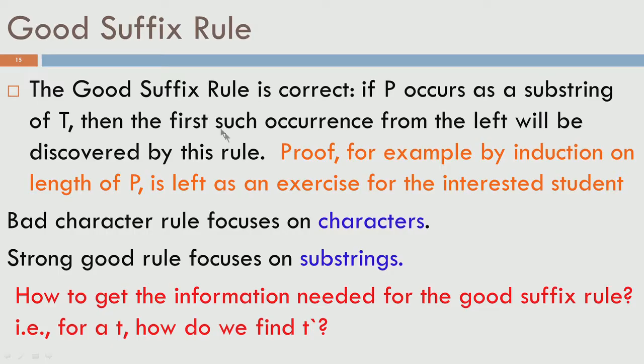So, as we have done so far in this course, it is very important to argue the correctness of every step that we perform. Here it is left as an exercise. You can check that the good suffix rule is correct, and you can do a proof by induction on the length of p. In other words, you should verify that if p occurs as a substring of t, then the good suffix rule will definitely identify the first occurrence of p in t, and the first occurrence from the left will definitely be discovered by this rule. And the way to do this proof is by induction on the length of p.